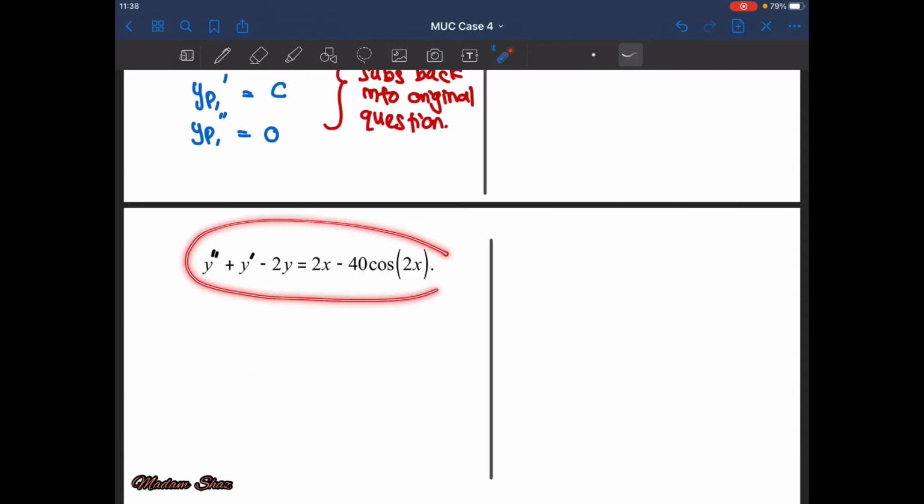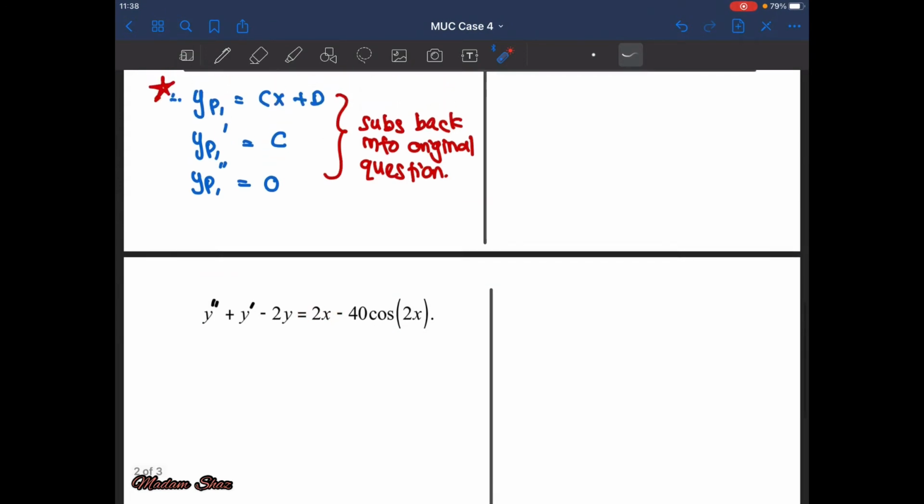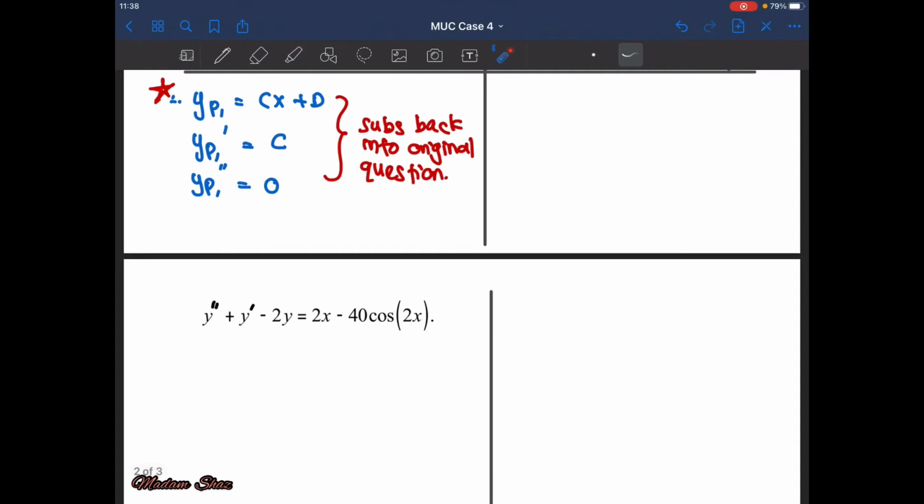So from this original question, your right hand side you have 2x minus 40 cos 2x. But when you are solving for the YP1, you only have to solve for y double prime plus y prime minus 2y is equal to 2x, because the negative 40 cos 2x is for the YP2. So you have to solve for the f1x only.